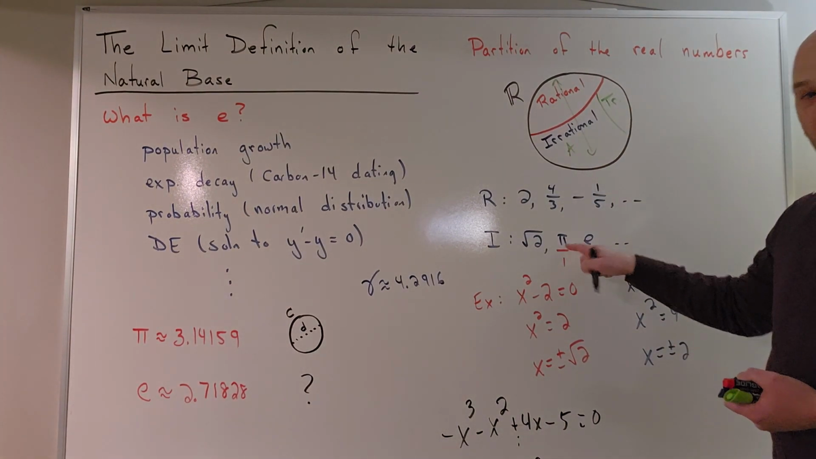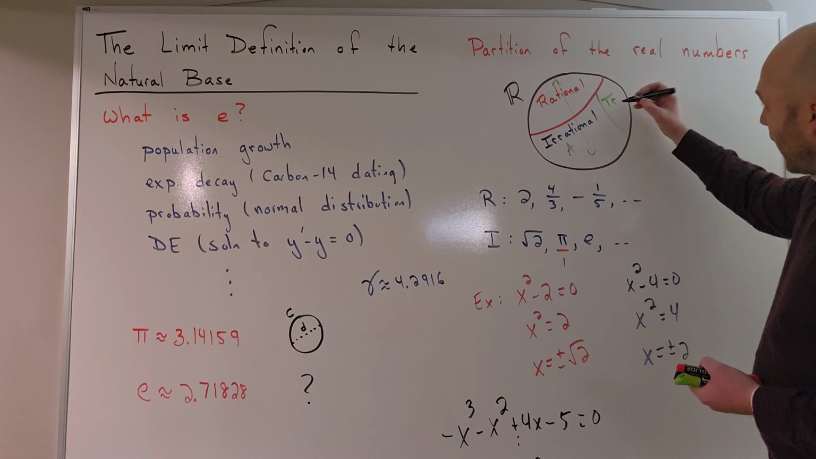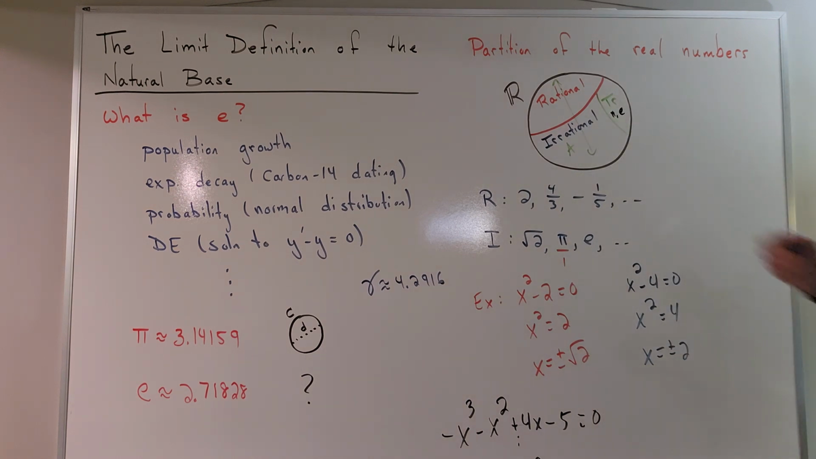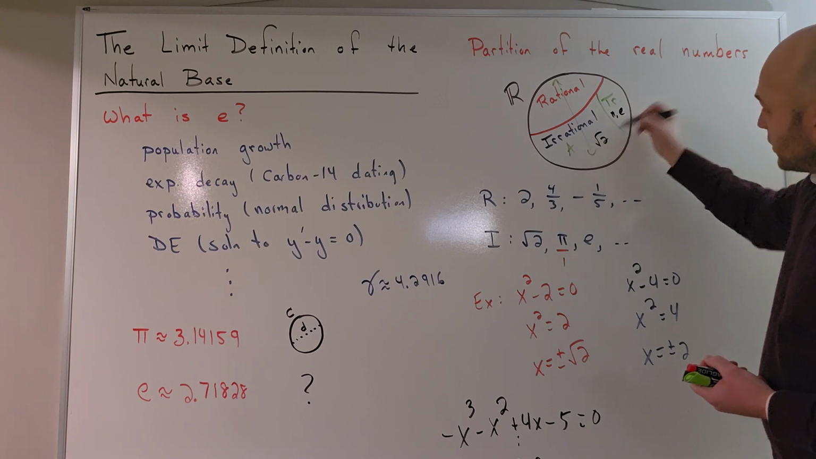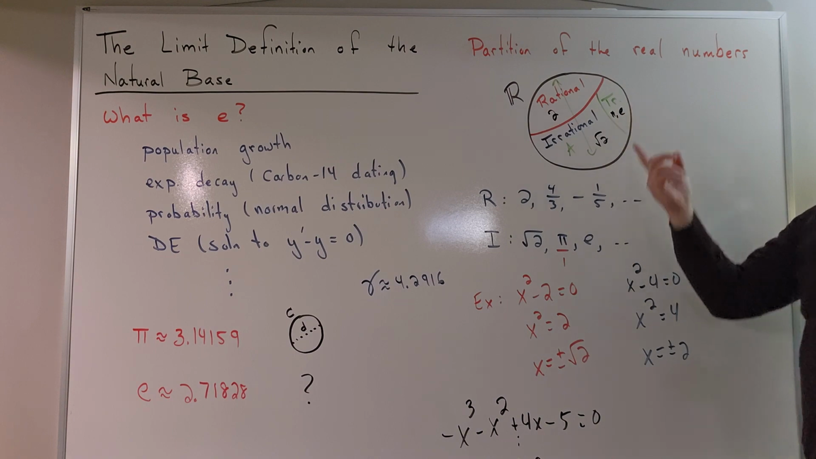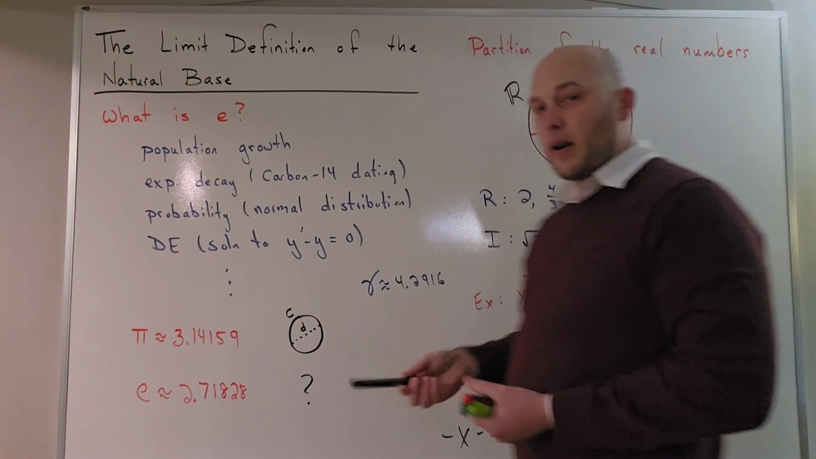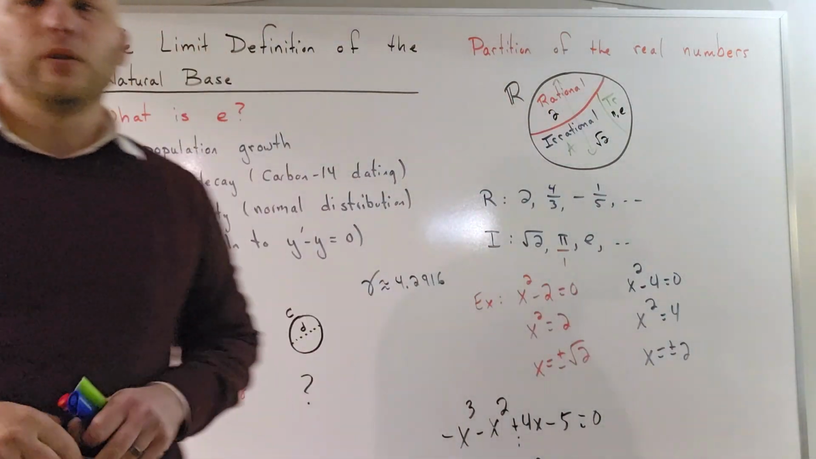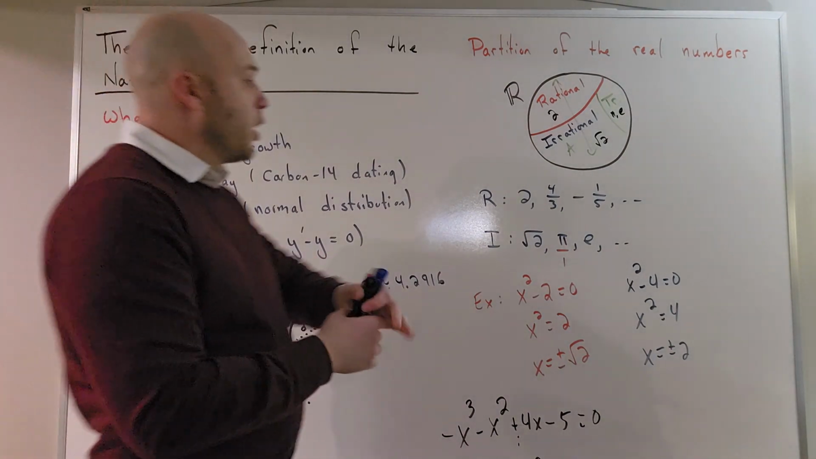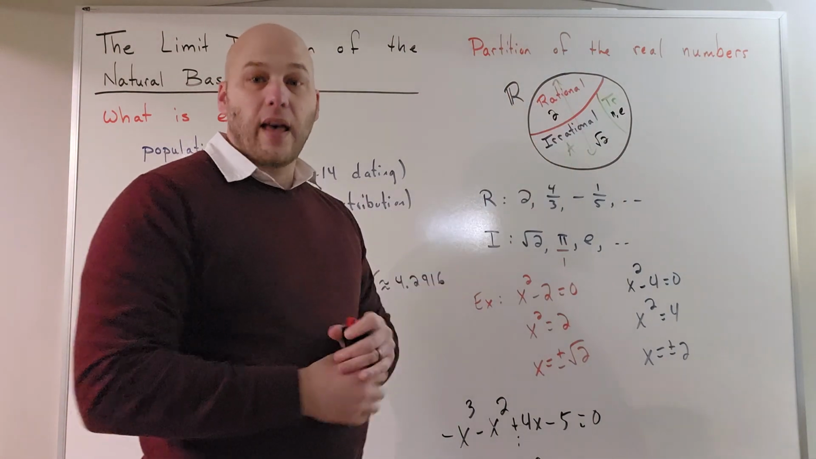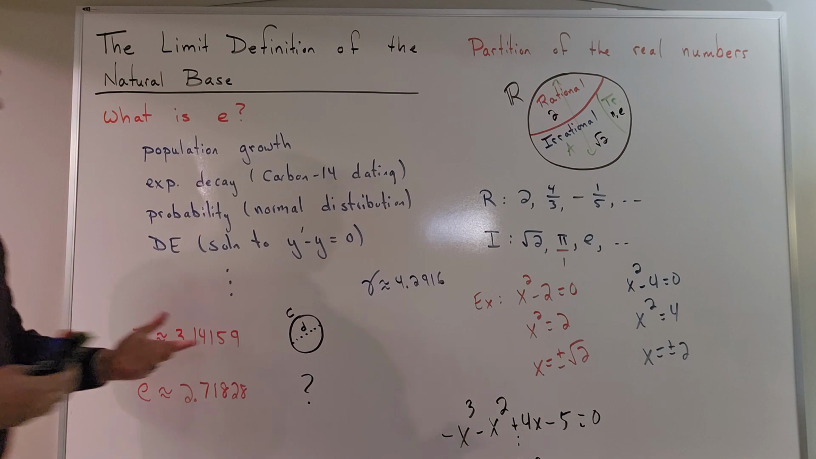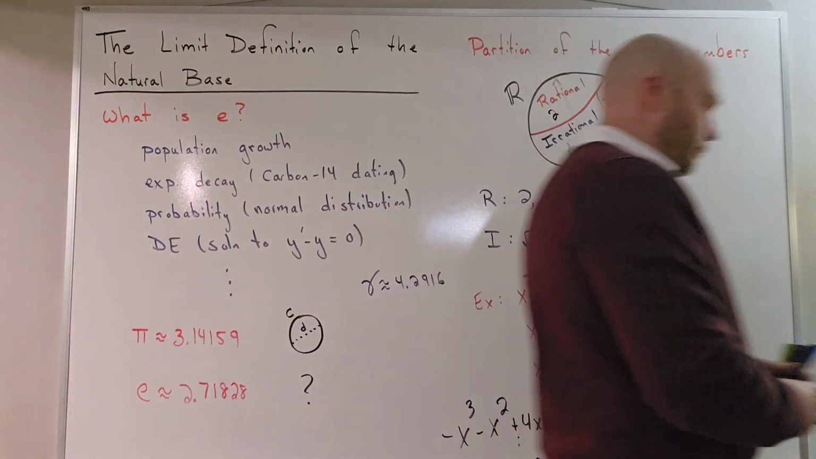Similarly with pi. Pi is also transcendental. So pi and e land in that set. Square root of 2 lies in this set, and let's say 2 lies in this set. So pi and e in particular, e is not only an irrational number, it's also a transcendental number. Okay? So again, this just kind of shows me or tells me where it lands within the set of the real numbers. Now let's get a little bit deeper into where this number comes up.